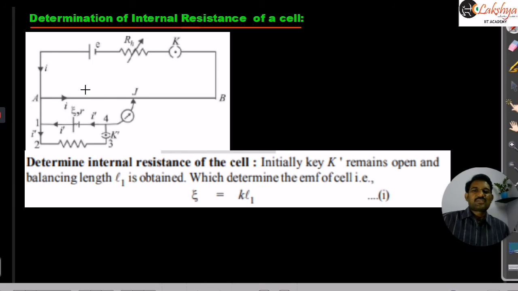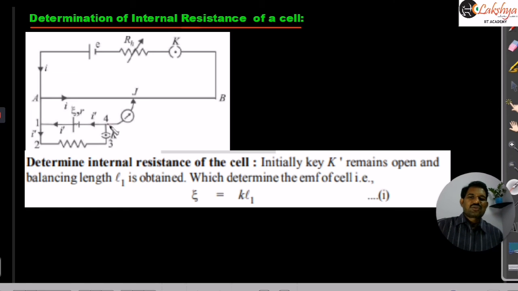This is simple, as we discussed in the primary circuit discussion. Now this is similar to that. Additionally, the difference in the circuit arrangement is here we connect some resistance across the cell, or in parallel with the cell, through another plug key. Let it be K dash, since we are already using K here.